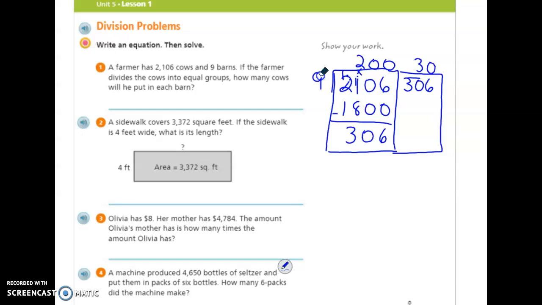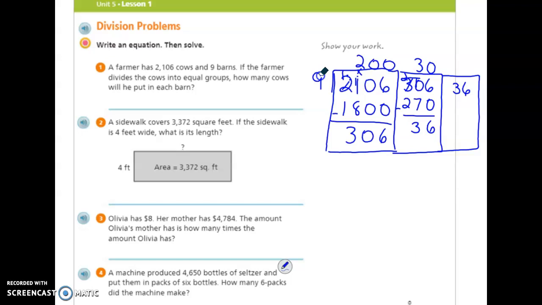Now I'm going to multiply. 30 times 9, well 3 times 9 is 27, add my 0, 270. Subtract. Borrowing. I get 36. Okay, my number still can be divided by 9, so I need to make another box over here. Here's my 36.